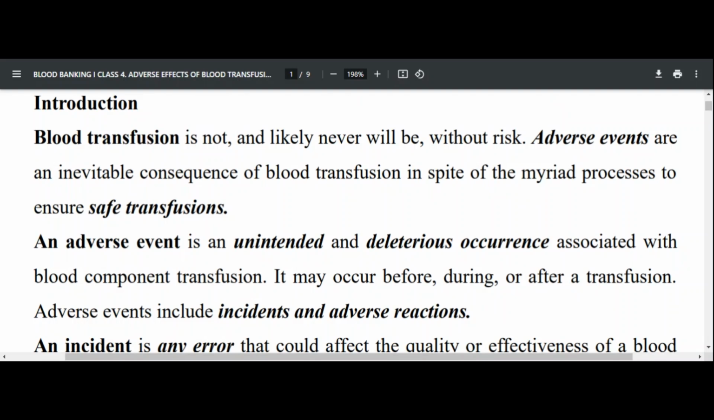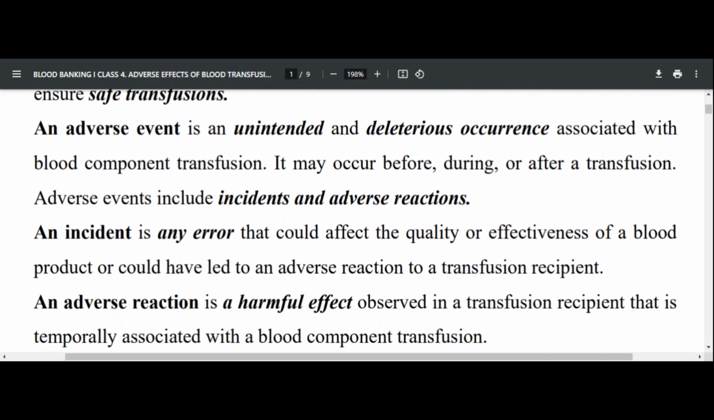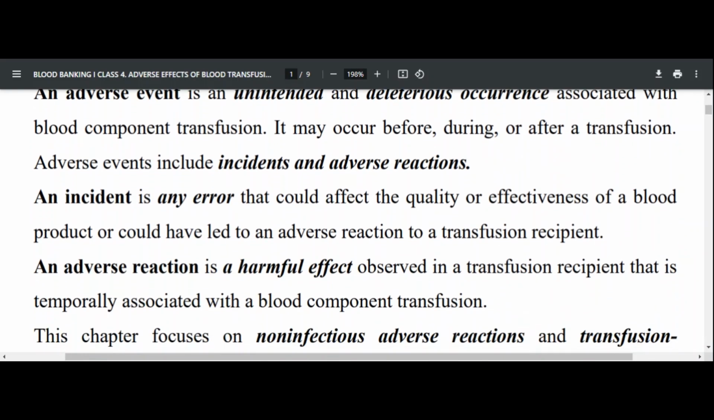An incident is any error that could affect the quality or effectiveness of blood products, or could have led to an adverse reaction in the transfusion recipient. So this is just error. An incident is a kind of error which leads to ineffectiveness of transfusion. So that is an incident.